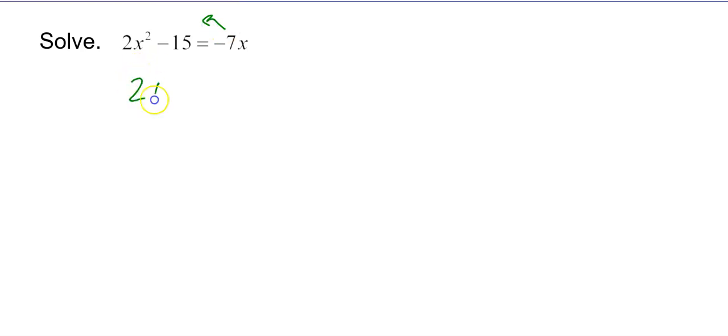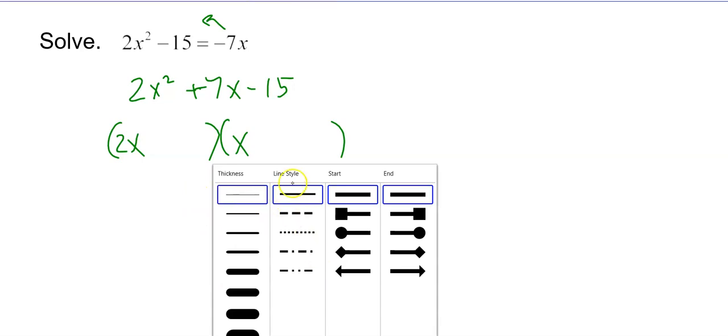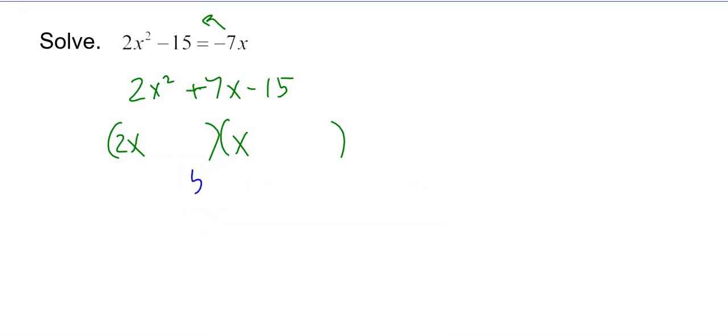Set it equals 0 first before we start factoring. Plus 7x minus 15. Again, this is a little tougher. You can do AC. Let's just guess and check this one. Let's try good old-fashioned guess and check. So I'm going to do 2x and x. One of those plus, one of those minus. I don't know which one. I'm going to try some different options here, maybe this is 5 and 3 in some order. Maybe it's 15 and 1. So let's try some of those and see if one of those works.